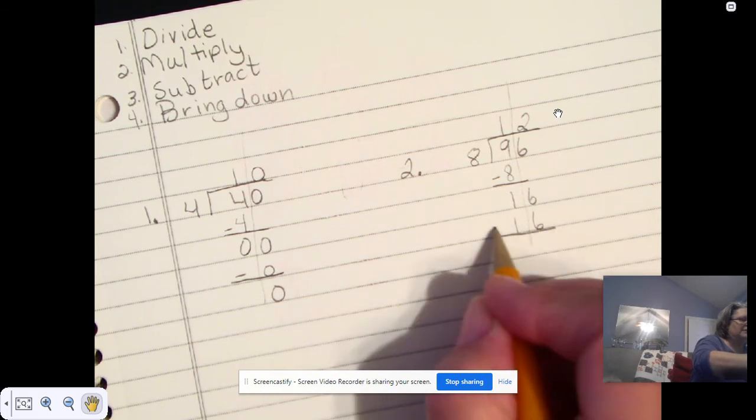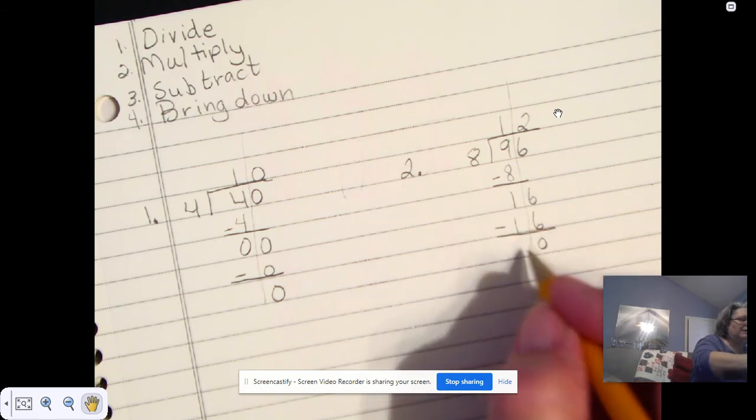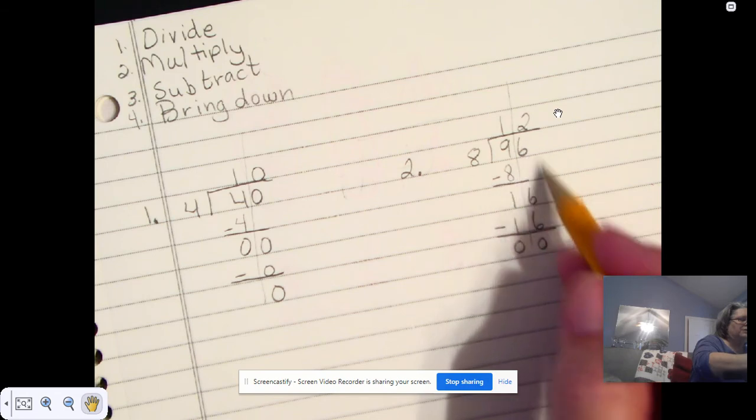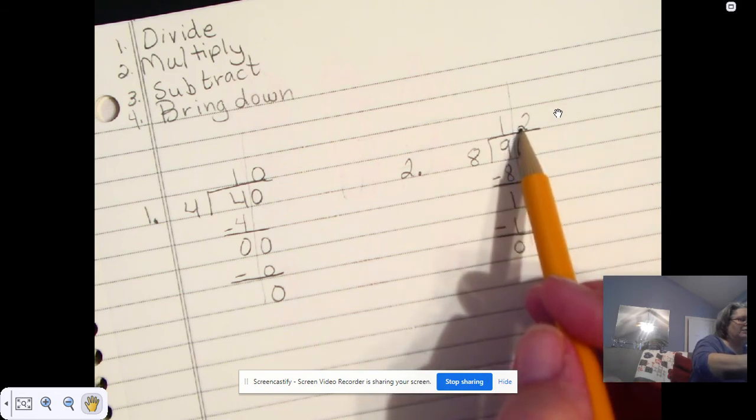We draw our line and subtract. 6 minus 6 is 0. 1 minus 1 is 0. We do not have anything left, so our final answer is 12.